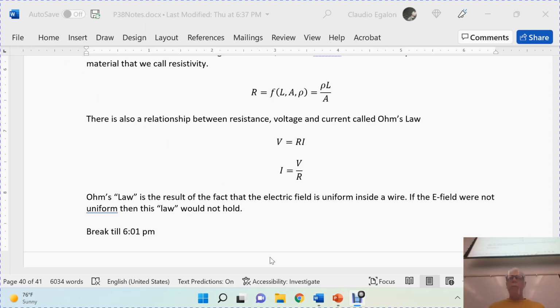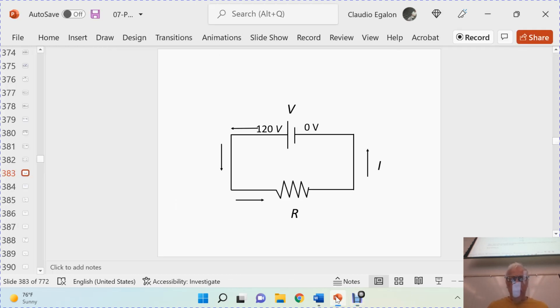Okay, and now we can start solving problems of circuits. The simplest of all circuits that you're going to see out there is this one right in here. We have a battery, a power plant, connected to a single resistor. Let's say 120 volts. This end of the battery we say is kept at 0 volts, and the positive end of the battery is kept at 120 volts.